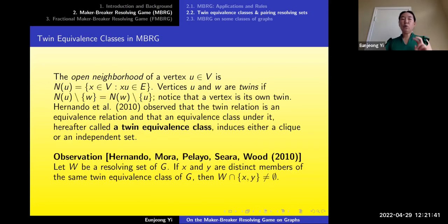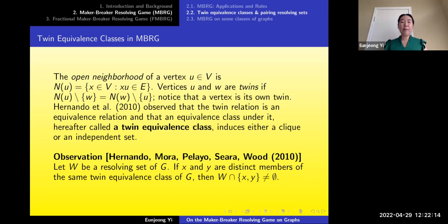So there are 2 important concepts. We don't have an if-and-only-if result at all with respect to MBRG games, but there are 2 important concepts. One is called the twin equivalence class. This one leads us toward results such that, if certain conditions are met, the outcome is that the spoiler always wins. Whereas there's another concept called a pairing resolving set that leads to a guarantee that the resolver wins in the MBRG. So what is a twin equivalence class?